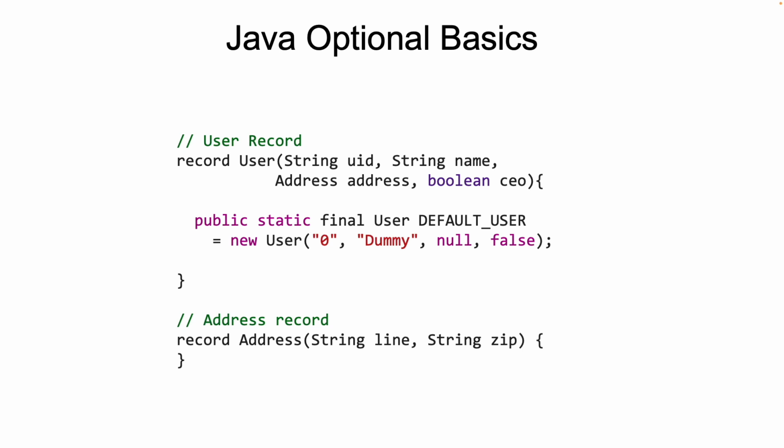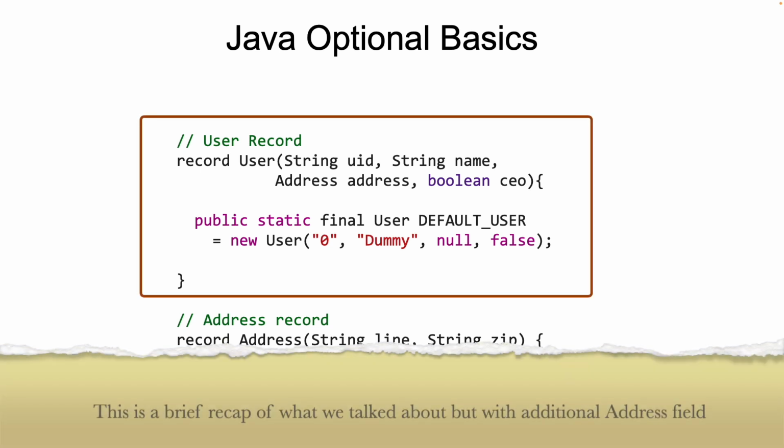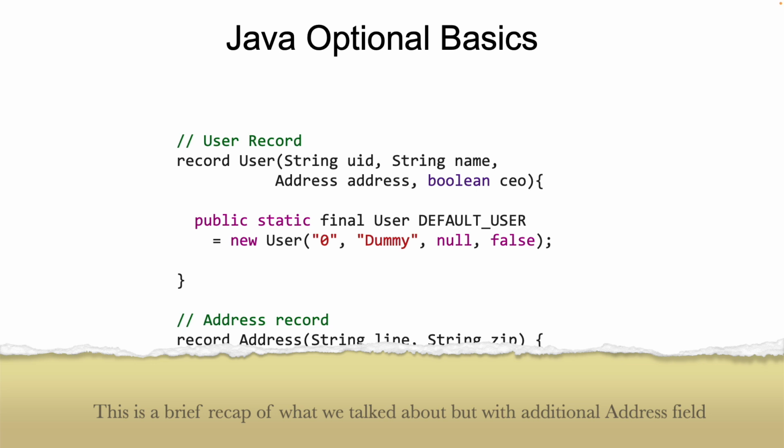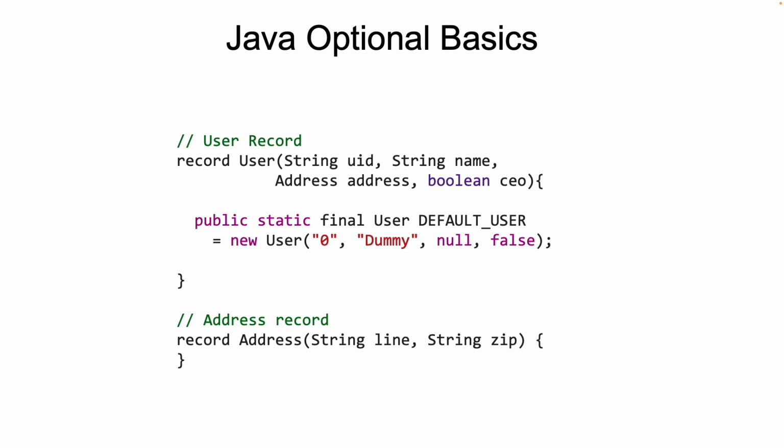On the screen, you see a simple example of a user record which has the following data attributes: user ID, name, address, and whether the user is the CEO. The address variable itself is another record which has an address line string and a zip code.